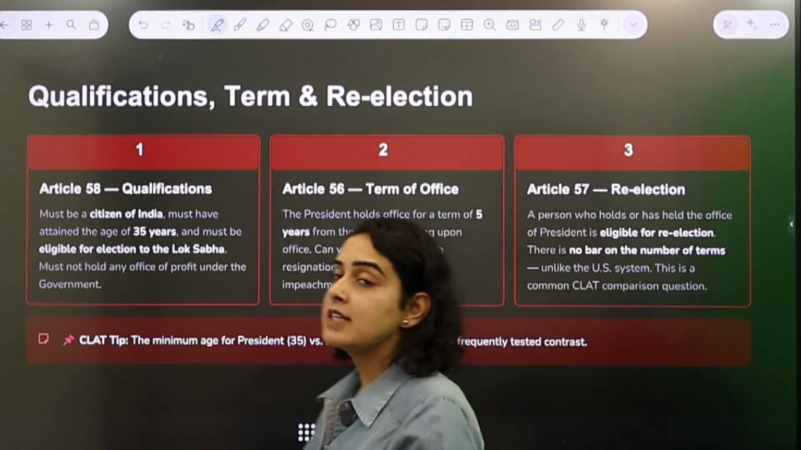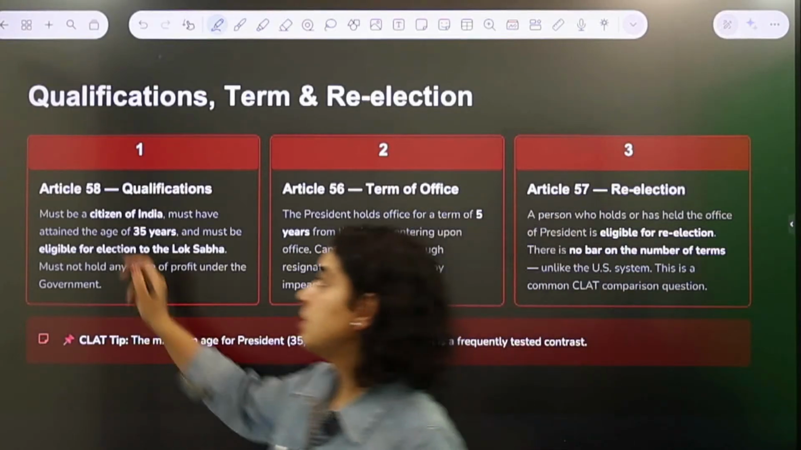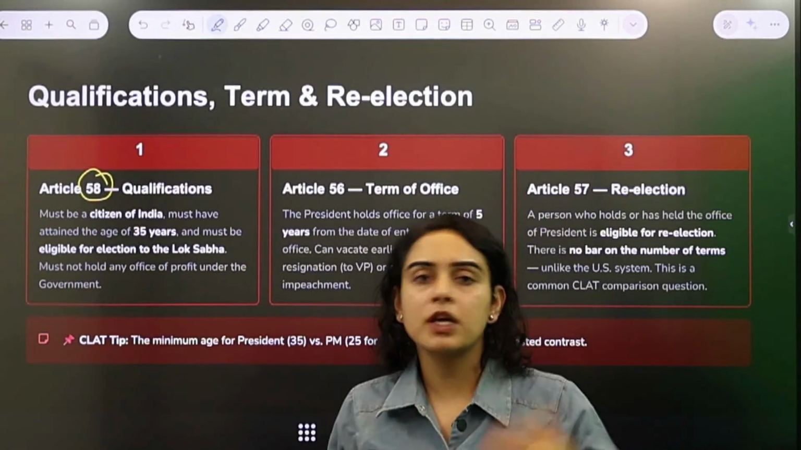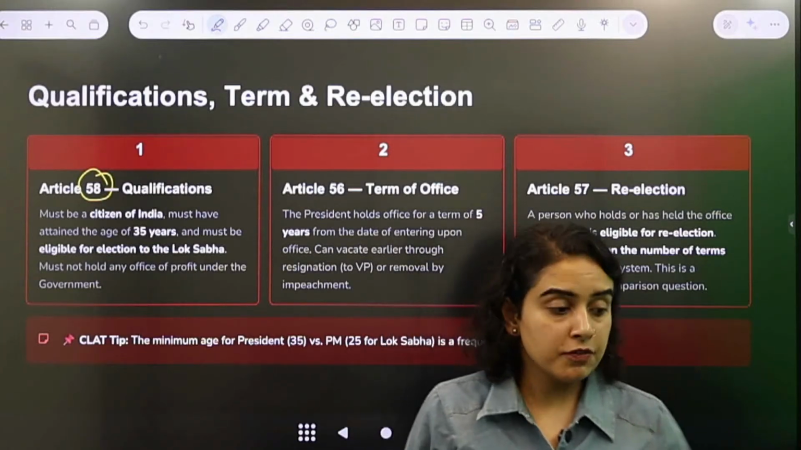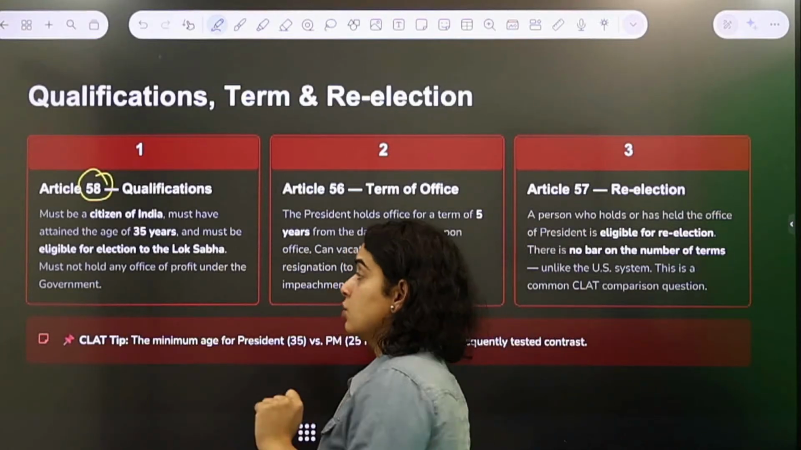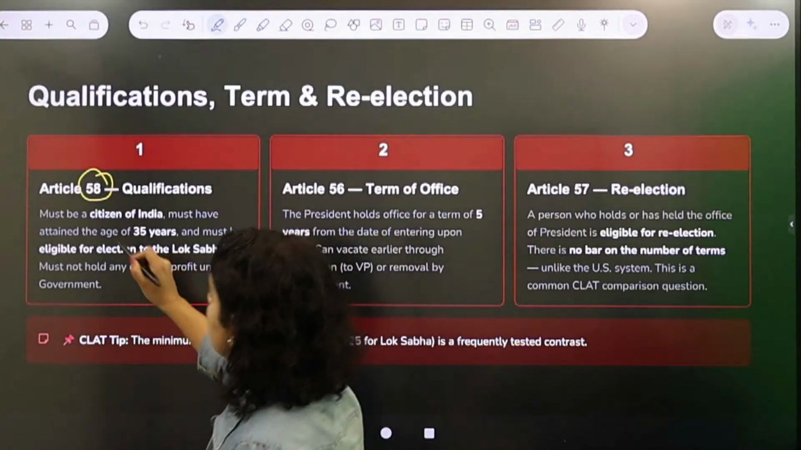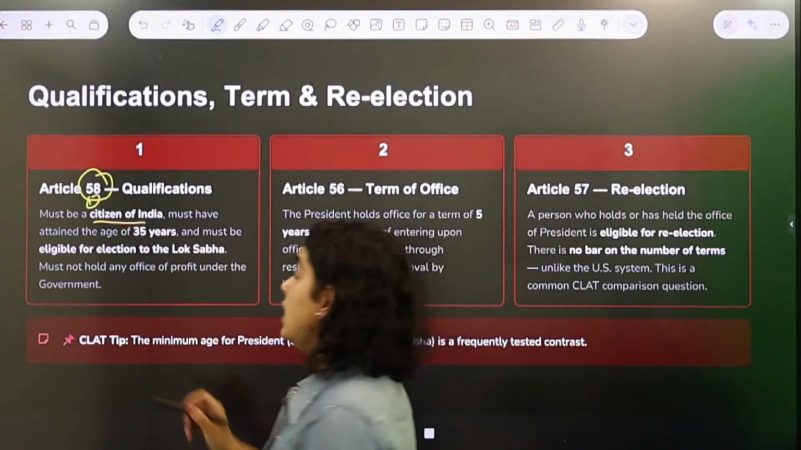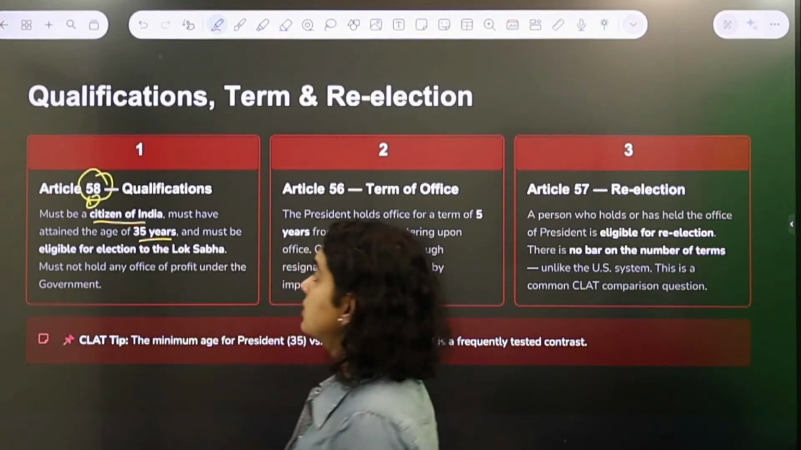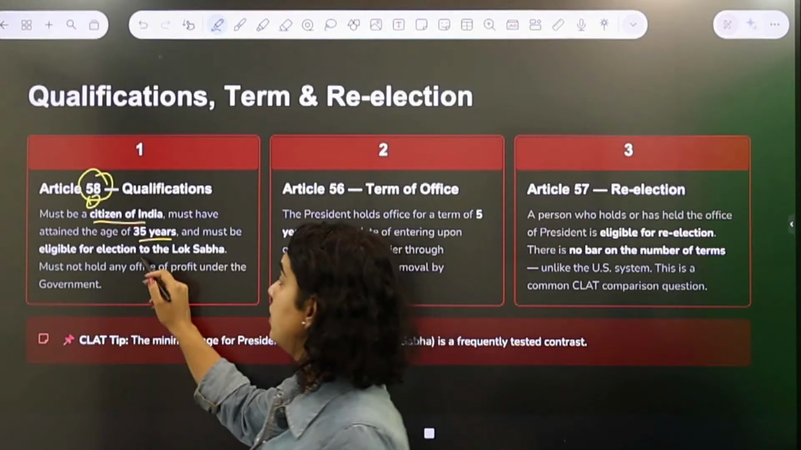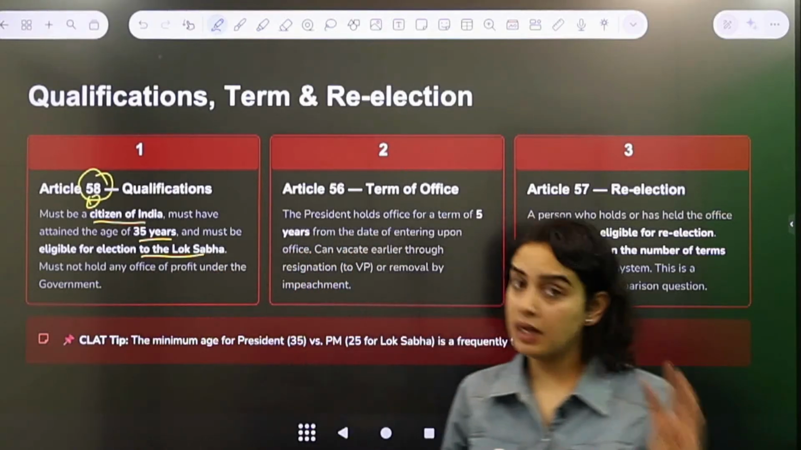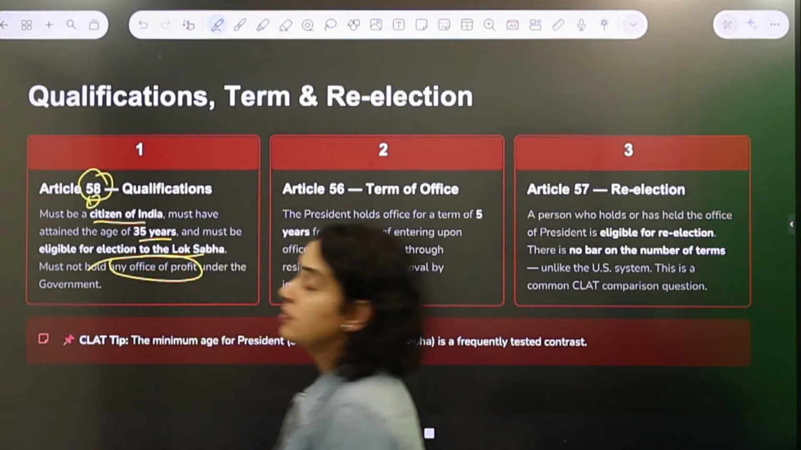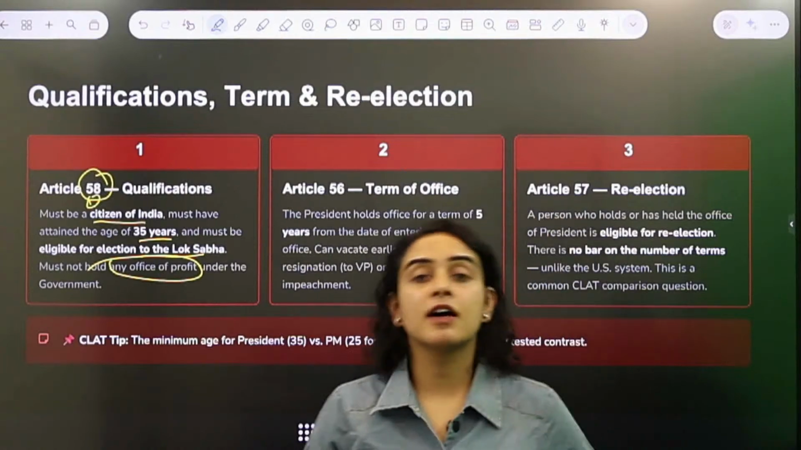Then, who can actually become the president? This is something which is given to us under Article 58, the qualifications. Can we also become presidents? If you want to understand it a little better, let's go through this. It says that someone who, first of all, is a citizen of India can be a president. Number two, he should be at least 35 years old. Number three, he should be eligible for election to the Lok Sabha. And number four, he should not be holding any office of profit under the government, which means that he should not be a government employee.